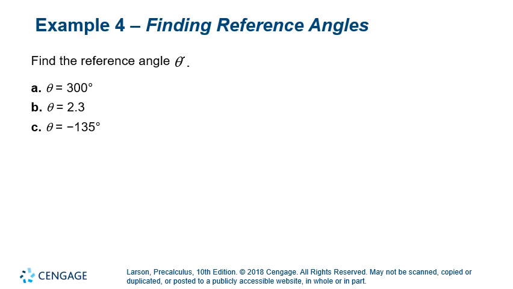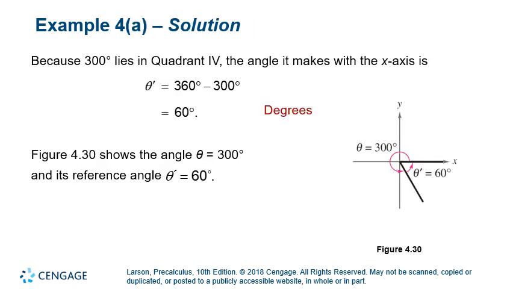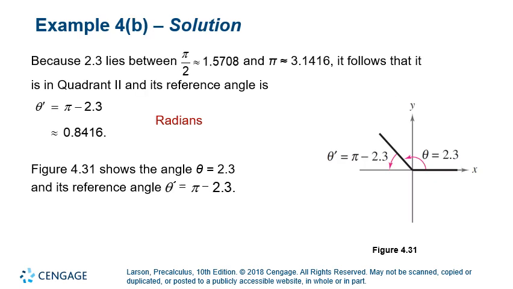So I'm going to go ahead and fast forward. It says here, because 300 lies in quadrant 4, the angle that it makes with the x-axis is here, and therefore 360, or this positive x-axis, and I'm actually going to take a quick second and highlight that. Right here is where we're measuring the reference angle. So our reference angle would be 360 minus the 300 equals 60. And you can see theta prime is 60.